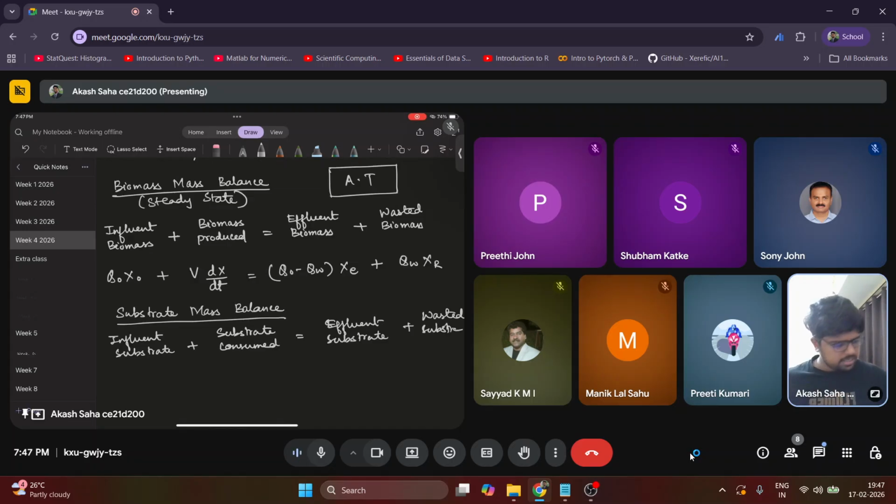Again here, influent substrate will be Q naught into S naught, plus, since the substrate is getting consumed, I will put a minus sign and write V ds by dt. The substrate is getting consumed with time, so ds by dt is the change in substrate with time, multiplied by the volume. So substrate consumed will be minus V into ds by dt, equal to again Q naught minus QW into S plus QW into S.